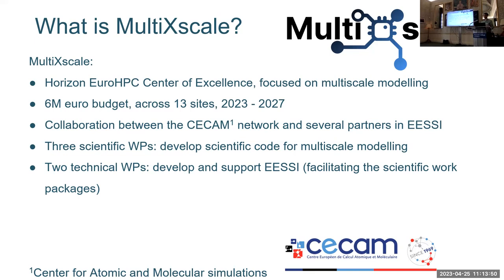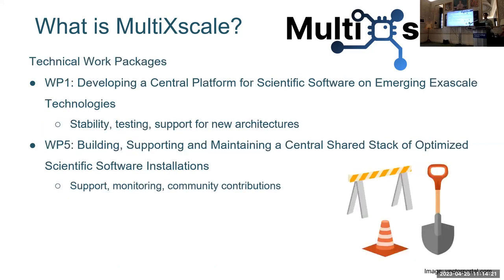It's essentially a collaboration between the CECAM network, the Center Européen de Calcul Atomique et Moléculaire, who do a lot of scientific software development as well, and several partners in EESSI. We have 5 main work packages, 3 of which are scientific. They are really doing code development for this multi-scale modeling. And 2 of them are technical, and they are about developing and supporting EESSI. Through that, we want to facilitate the scientific work packages. So what do those technical work packages look like? Well, the first one is about developing the EESSI software stack, developing additional features, making it more mature, adding new architectures to it, etc. The second work package is more about maintaining and monitoring the quality of the software stack, making sure that the performance today is the same as the performance last week, and about processing community contributions that come in.